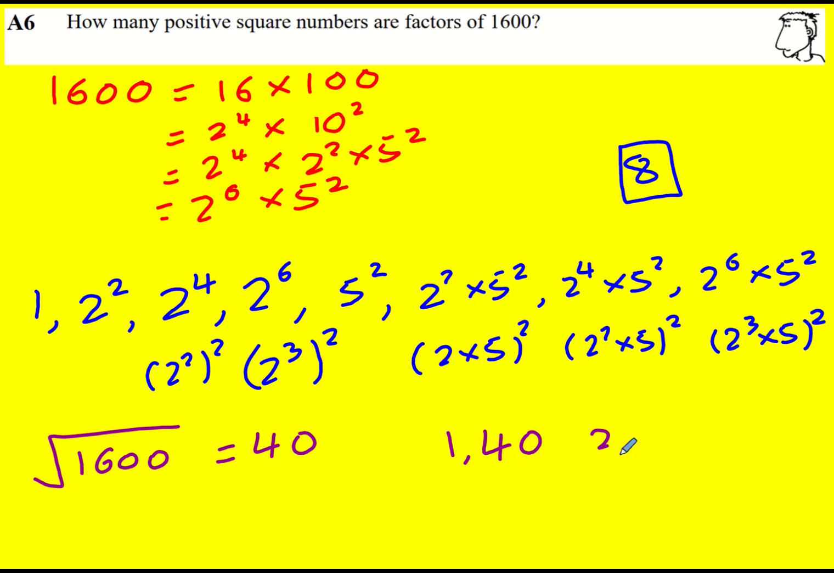1 and 40, 2 and 20, 4 and 10, and then 5 and 8. So when we go to square them, we'll get 1 squared, 40 squared, 2 squared, 20 squared, and so on. They will all correspond to some of those up here, but again, you can see we're going to get 8. Well done.